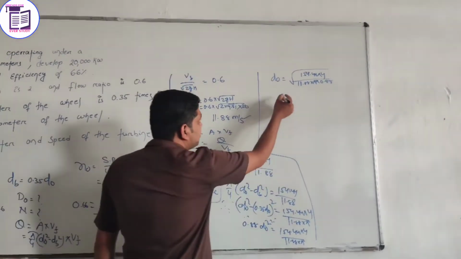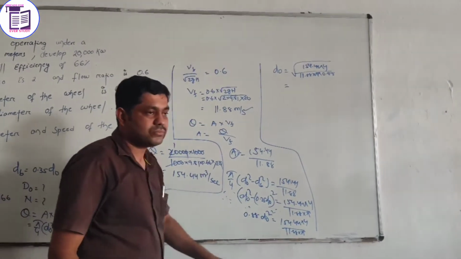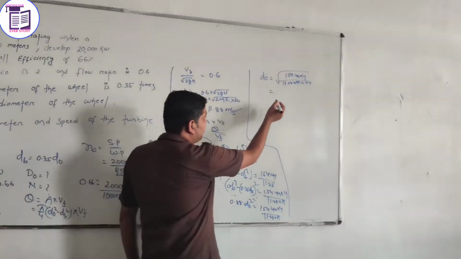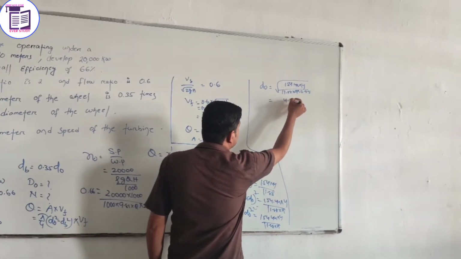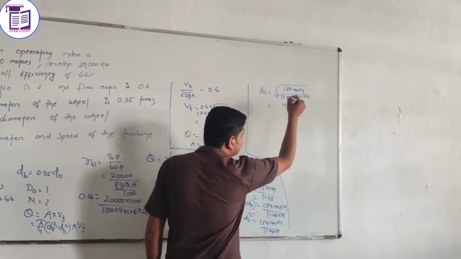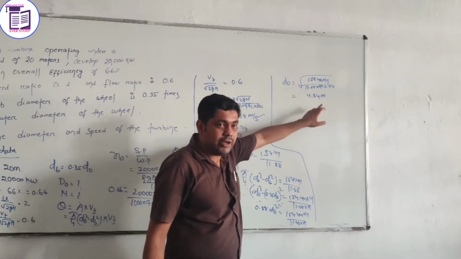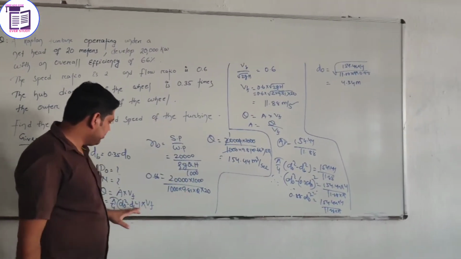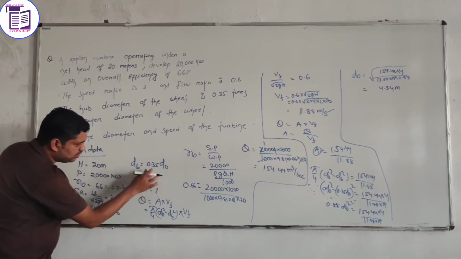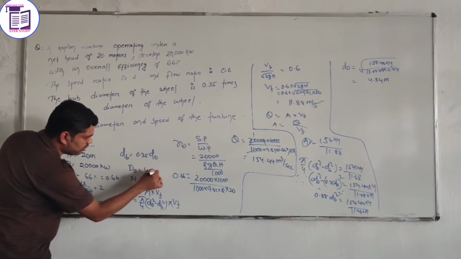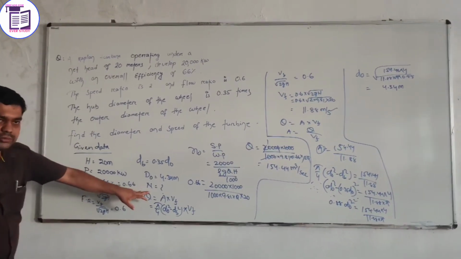Now calculating the value, that is 4.34 meter. So D_o is equal to 4.34 meter. After that, you find the value, D_o is here 4.34 meter. Now you find the N value, or speed of the turbine.